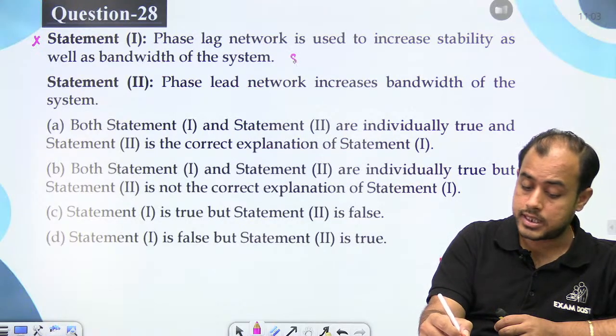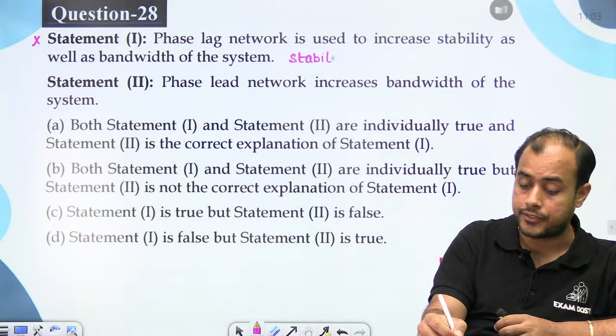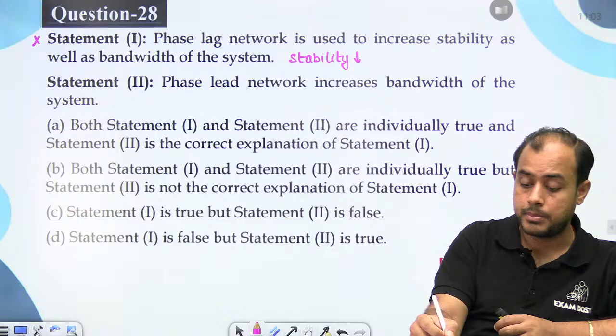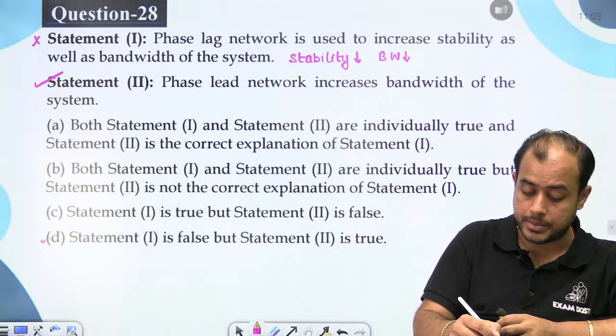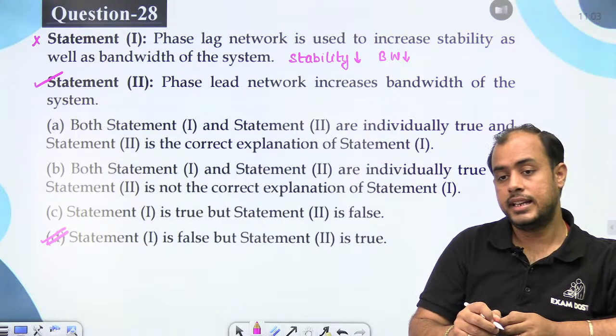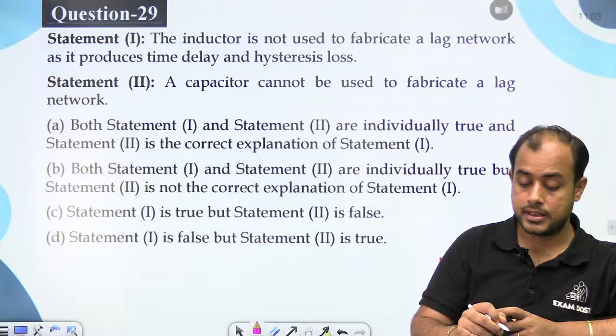ESE 2017, phase lag network can be used to increase stability and bandwidth. No. Stability decreases, it reduces the phase margin. Bandwidth decreases. Phase lead network increases the bandwidth. Correct. Lead network bandwidth बढ़ाता है.